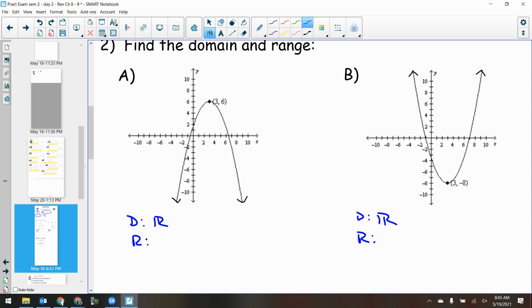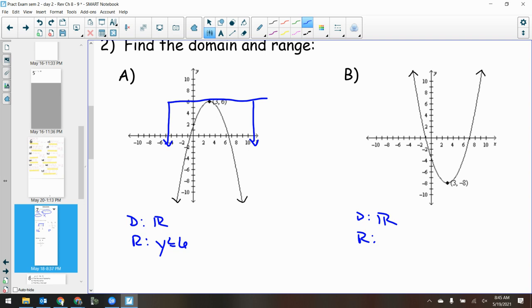Now, for the range, it always depends on whether it opens upward or whether it opens downward, right? If it opens upward, then the range is that minimum point and above. If it opens downward, then it's that maximum point or below, and you're always looking at the y value. So, is this going to be y is less than or equal to, or y is greater than or equal to? Less than, because this is a maximum point. I want all points below that line. So y is less than or equal to, and then you just pick out the y value of the coordinate. Looks like it's a 6. y is less than or equal to 6.